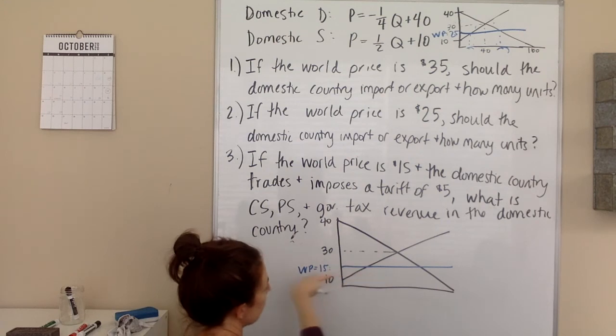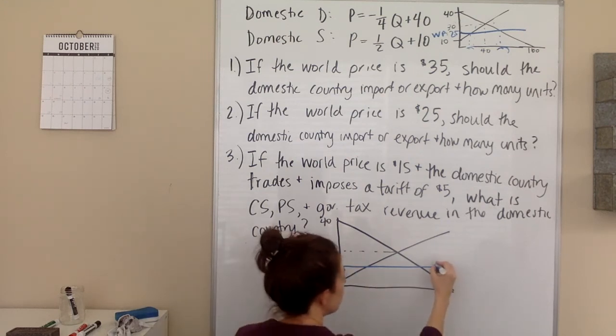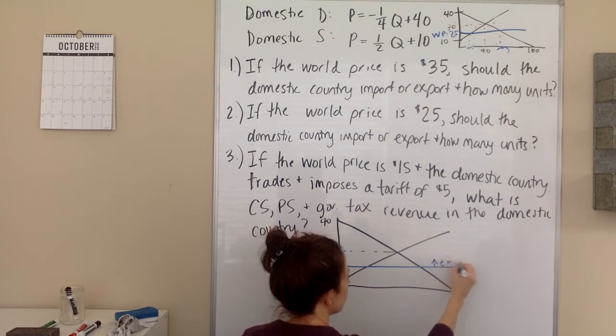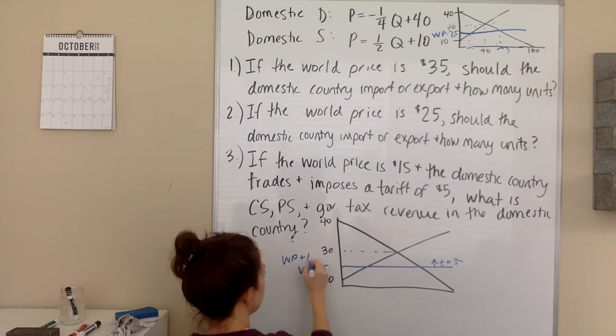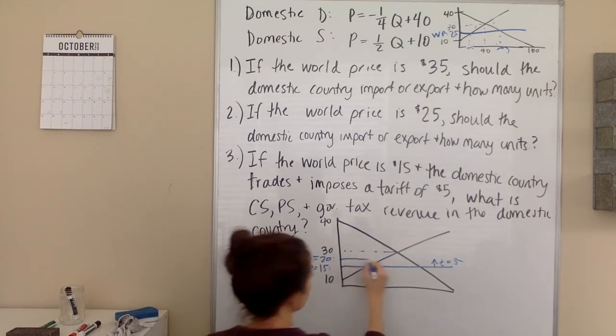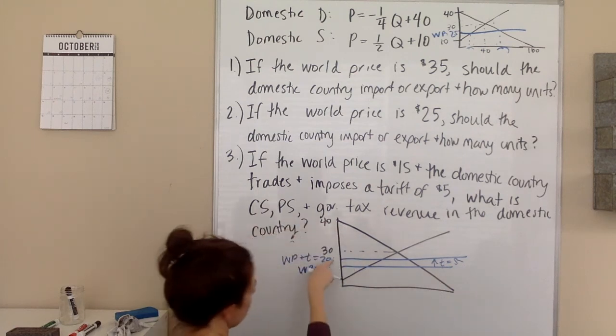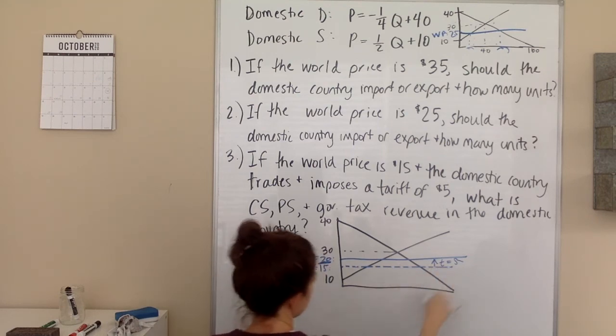And then it says the domestic country imposes a tariff of $5. Recall that if there's a tariff, the world price just goes up by the amount of the tariff. So you're going to go up by tariff equals 5. That means the world price plus the tariff is going to be 20. So at 20, you're going to have a bar there. This 20 is now the relevant price, so you can disregard that bar.